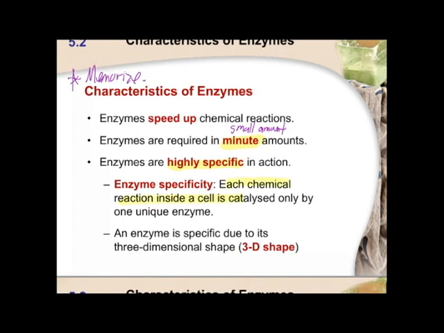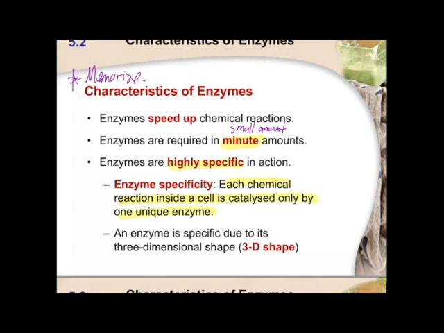Now, what we mean by highly specific in nature is that they're quite choosy. For example, each chemical reaction inside a cell is only catalyzed by one unique enzyme. That means if I'm enzyme A, I will only catalyze reaction A. I will not catalyze reaction B, C, or D. One example is, let's say I'm a boy. I will only go to the male toilet. I will not go to the female toilet. So this is very specific.